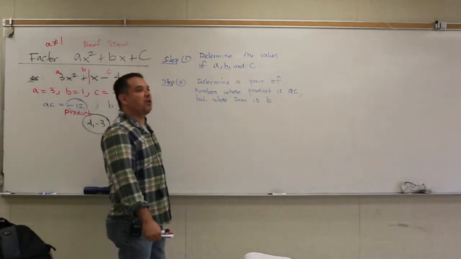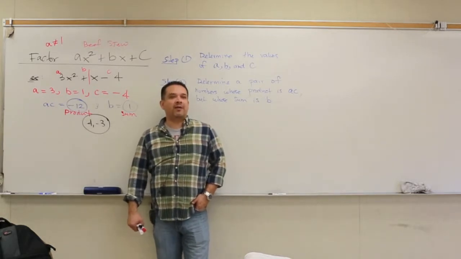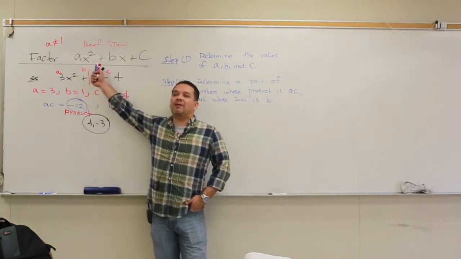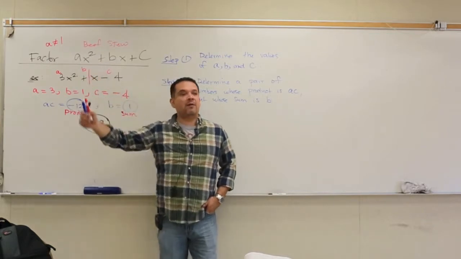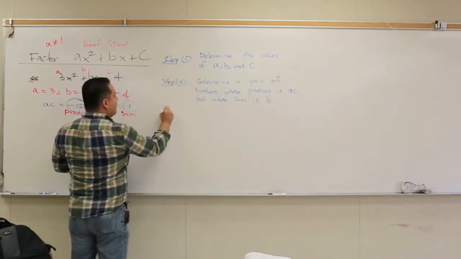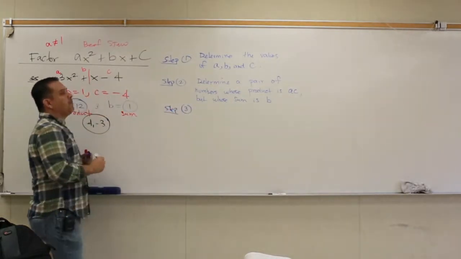Now, if this was chicken soup, you would be done. This would be over. Is that true? This is not chicken soup, though. What is this? Beef stew. So you're not done. Step number what? 3. Here's step 3.